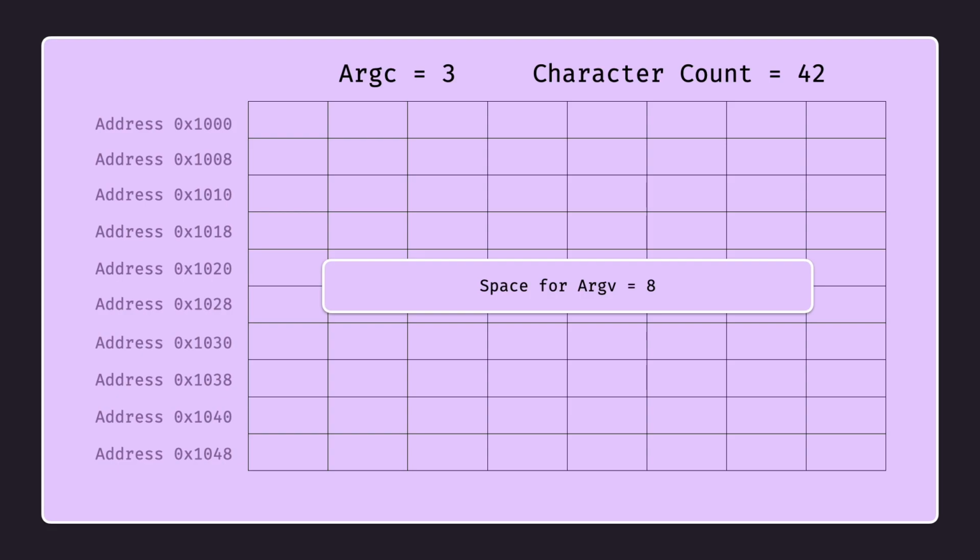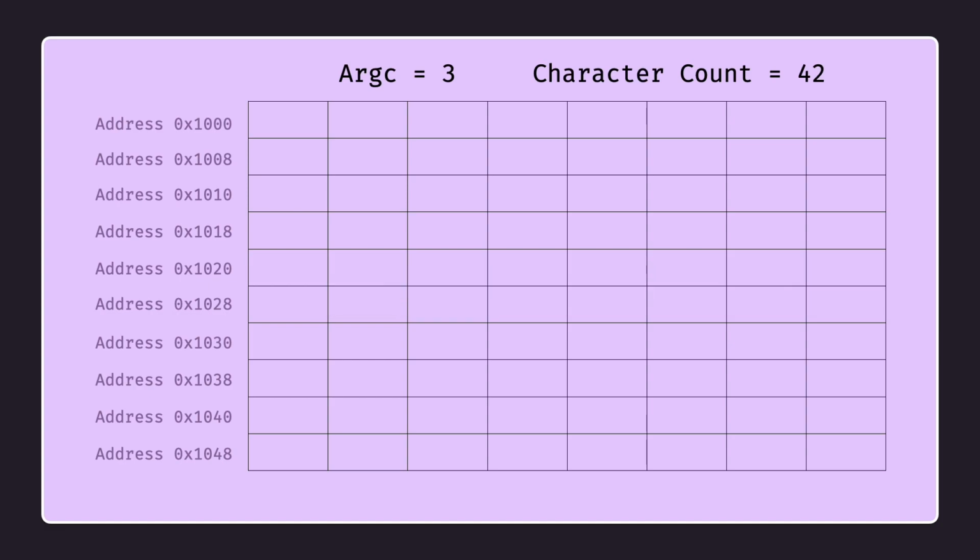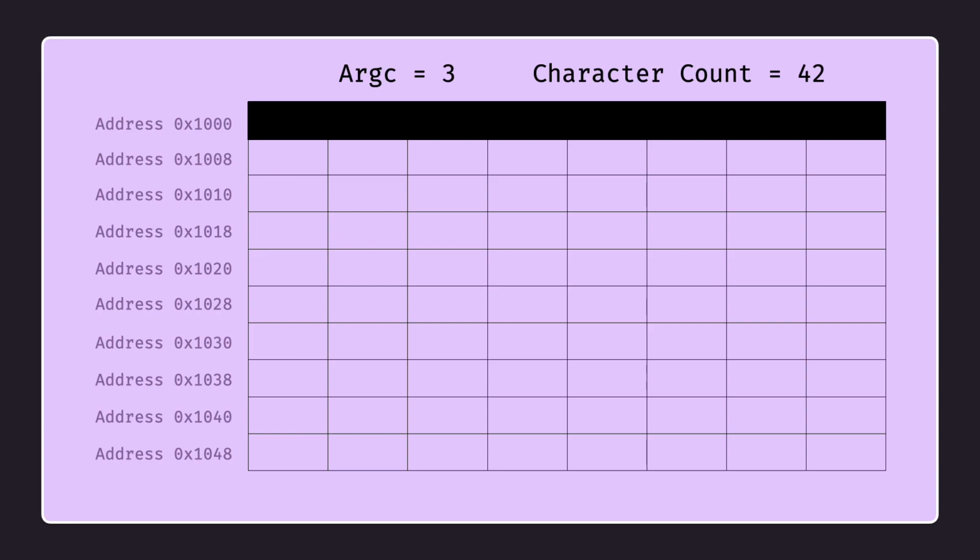So I will need 8 bytes of memory for the argv array. Now I went with a pointer size of 2 bytes here, but realistically on a modern machine it will probably be 8 bytes for the pointers, but this is just for simplicity for this diagram. The first 8 bytes of our memory block should be reserved for the argv array. But now we also need space for all the characters of the command line arguments. Where do we store those?